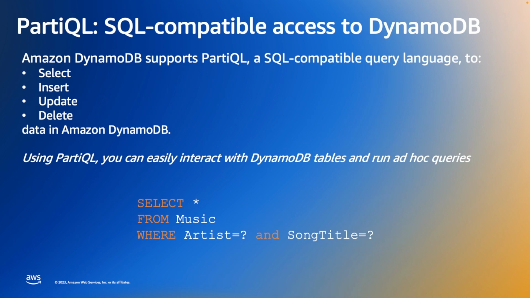But if you want something that's simpler, that's easier to get started, look at PartiQL. PartiQL is a SQL compatible query language that allows you to select, insert, update, and delete data in DynamoDB. Using PartiQL, you can easily interact with DynamoDB tables and run ad hoc queries in the AWS Management Console, the NoSQL Workbench tool. It's a client-side tool available on Mac, Windows, and Linux. It's like a GUI. Or the CLI, and of course you can use all the DynamoDB APIs to run your PartiQL queries. Now, PartiQL operations provide the same availability, latency, and performance as the other DynamoDB data plane operations.